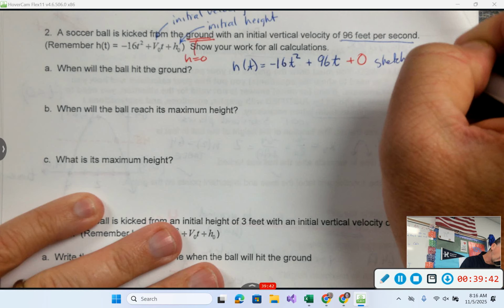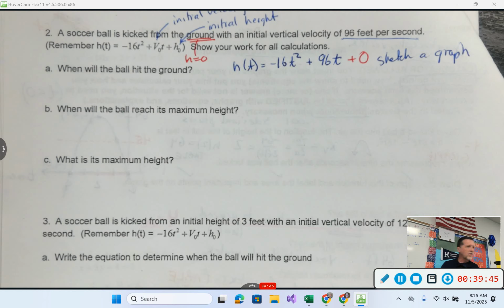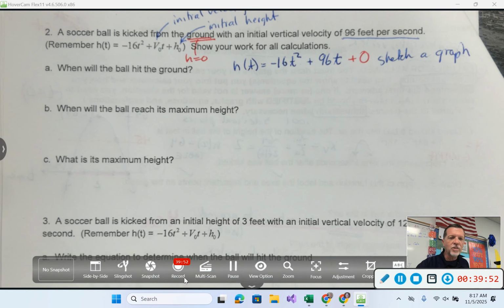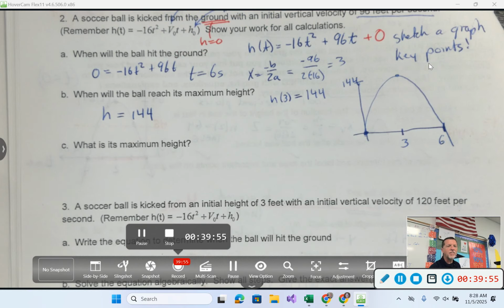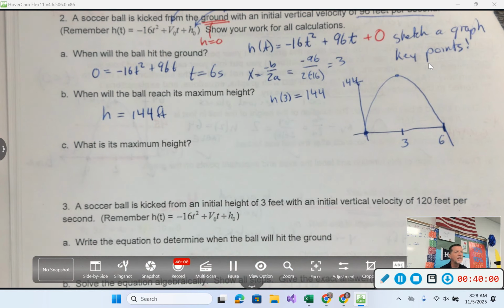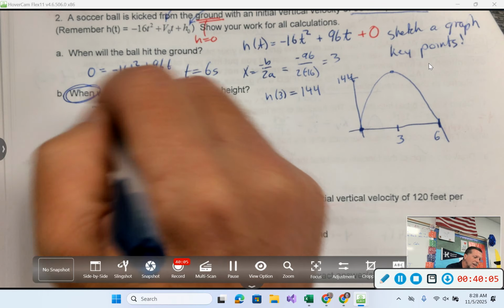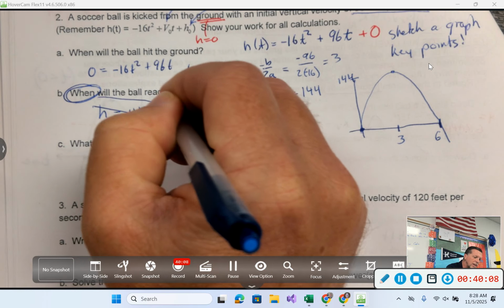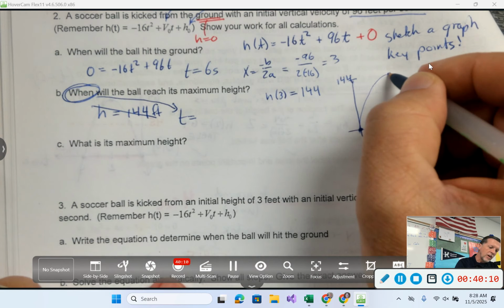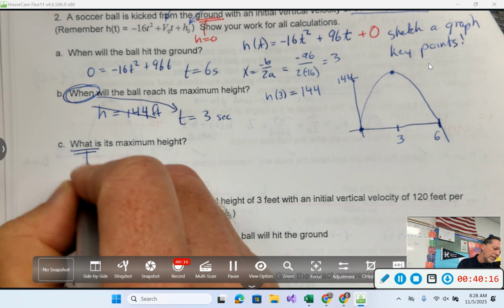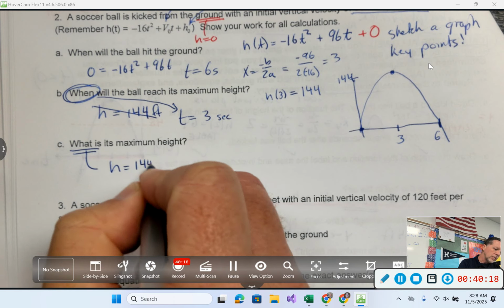I want you to sketch a graph and answer those questions. So it's kind of the same thing as number 1 with a different formula in there. So see how far you can get on your own on that one. If it says when the ball reaches maximum height, and I say 144 feet, no, it's when. So that means time. Time is 3 seconds. And then what is the maximum height? There's where the 144 goes.